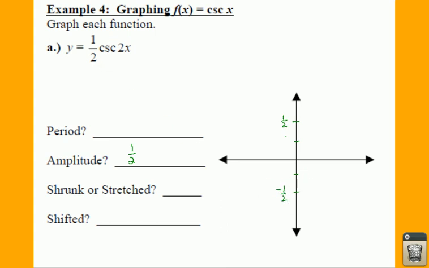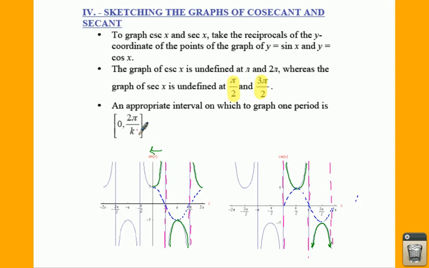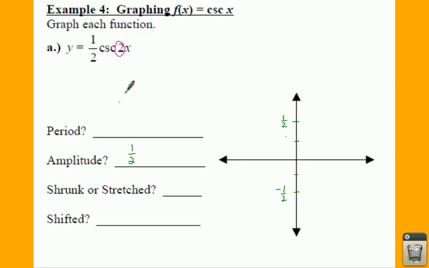You have a b value here, and your b value is this 2. So that's going to tell us what our appropriate interval is. So this is a b, 2 pi over b is what that should be. So you're going to have 0 to 2 pi over b. So if we go 0 to 2 pi over 2, this is going to be our appropriate interval. It's going to end up being from 0 to pi.